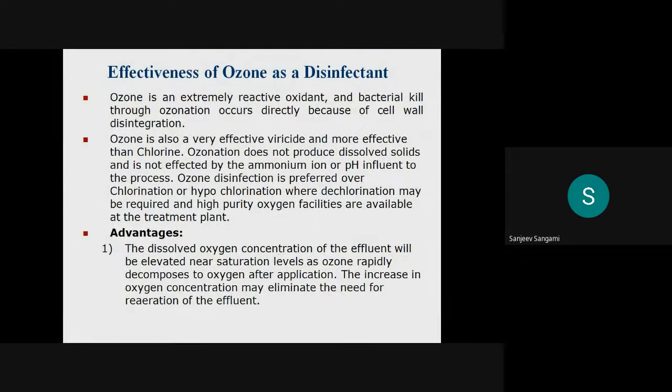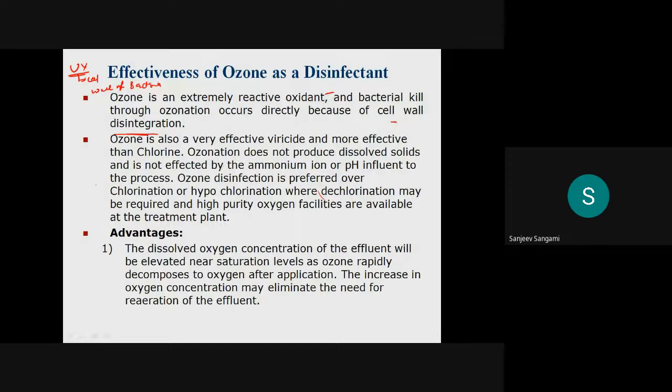Then ozone, the effectiveness of ozone: it is an extremely reactive oxidant that we already know, and bacteria are killed through ozonation, which directly causes cell wall disintegration. They already said how UV is going to act on the cell wall of the bacteria. The same way it is going to kill the pathogens. So directly it will attack the cell wall of any of the pathogens.